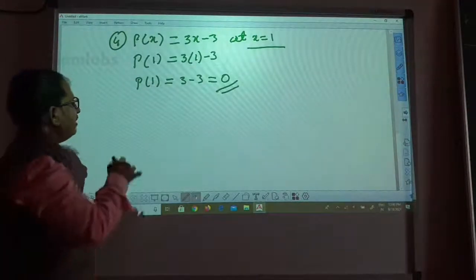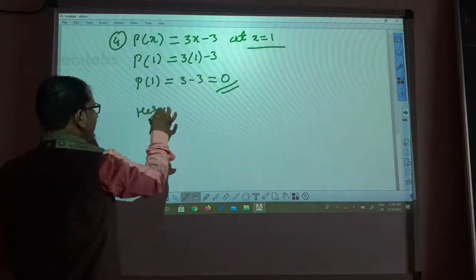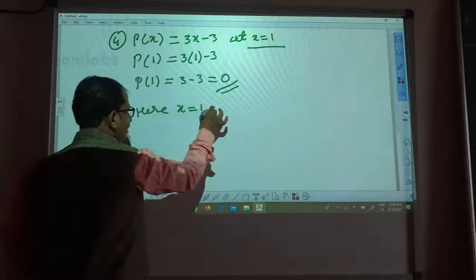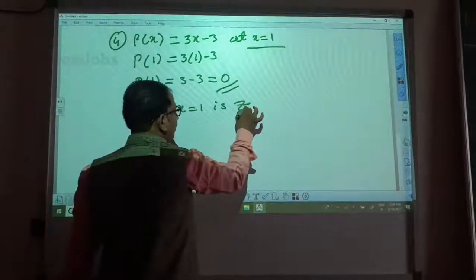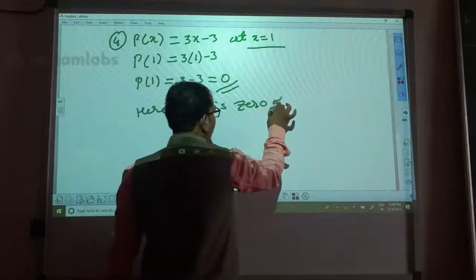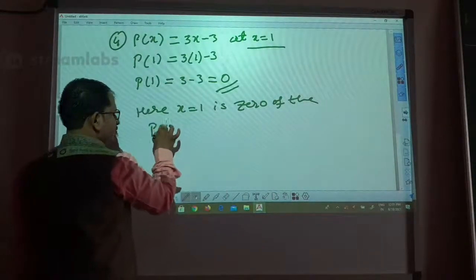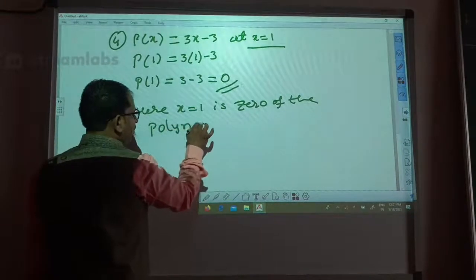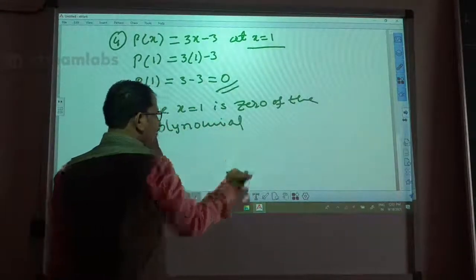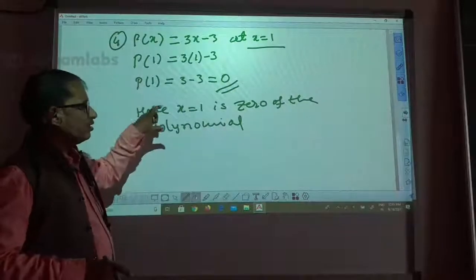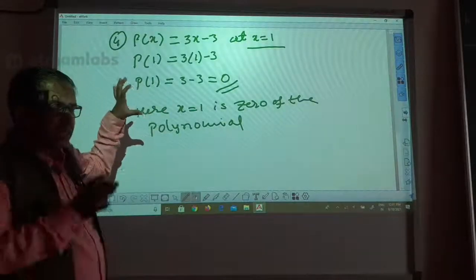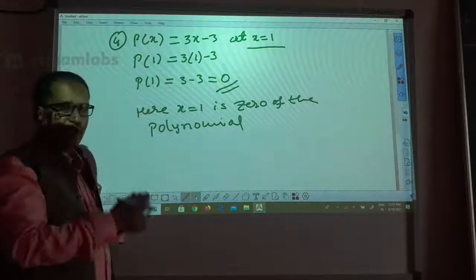That is why we say here that x is equal to 1 is a 0 of the polynomial. If you observe once again, then we will easily understand what I am saying: the zero of the polynomial concept.